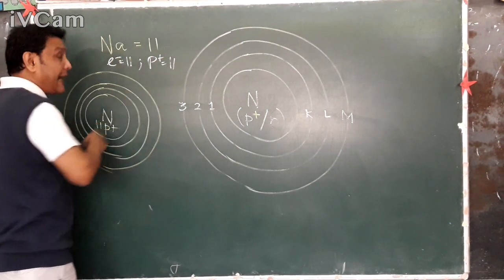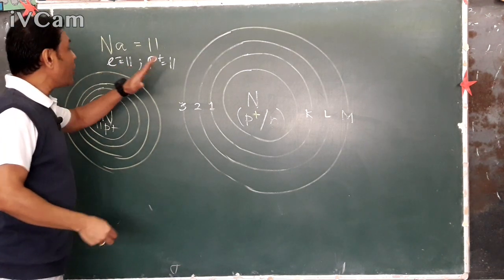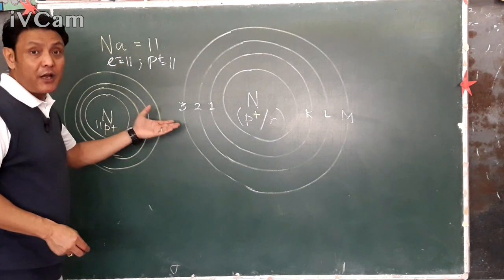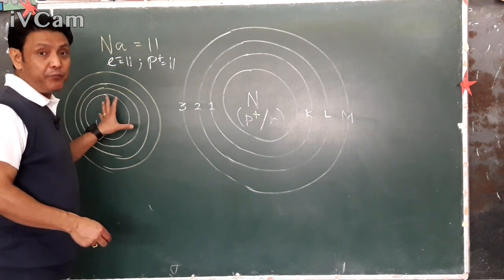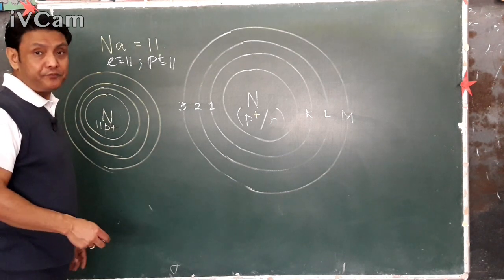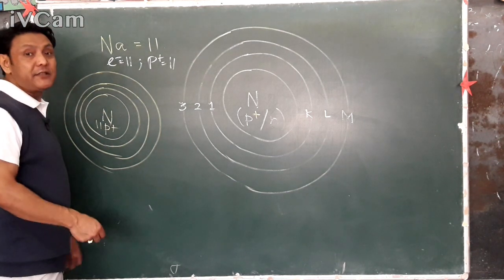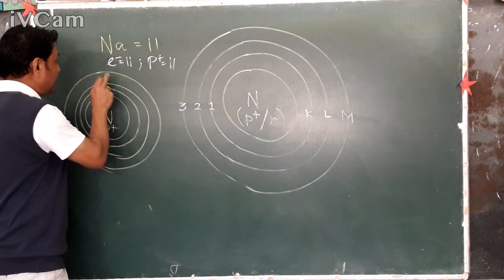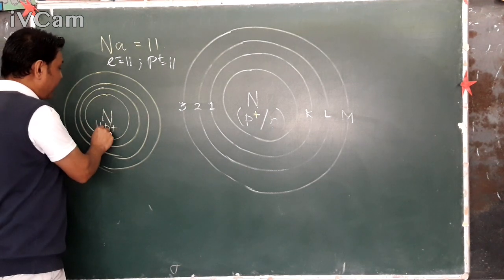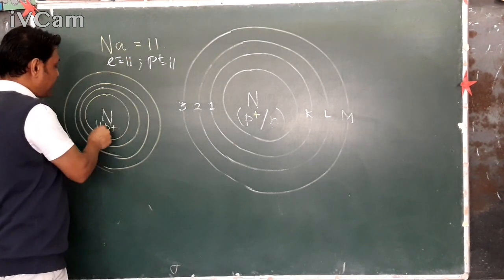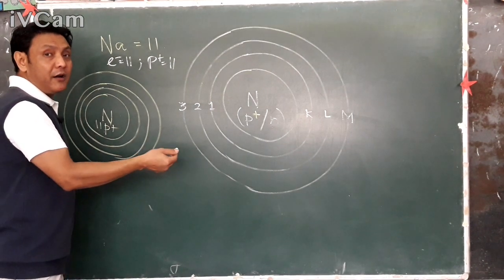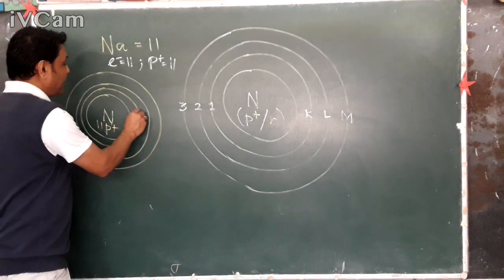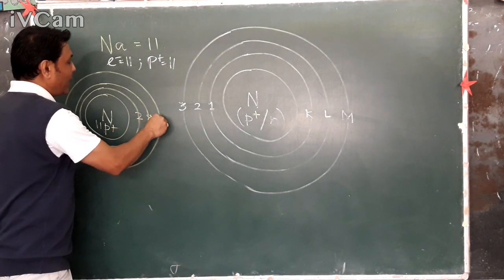So in any atom, for that matter, the number of electrons is always equal to the number of protons. Therefore, positive charges are always equal to the negative charges, so the atom as a whole will have no charge, meaning it is electrically neutral. In the sodium nucleus, we have 11 protons, because the atomic number is 11. Atomic number means the number of protons or the number of electrons. So we will have the same number of electrons: 2, 8 and 1.